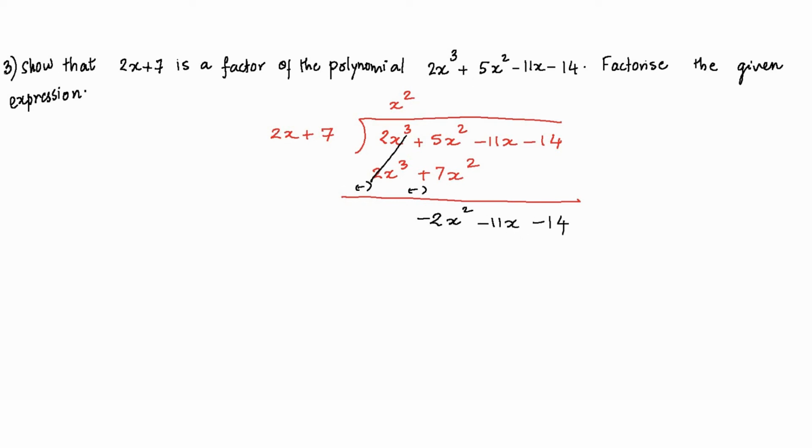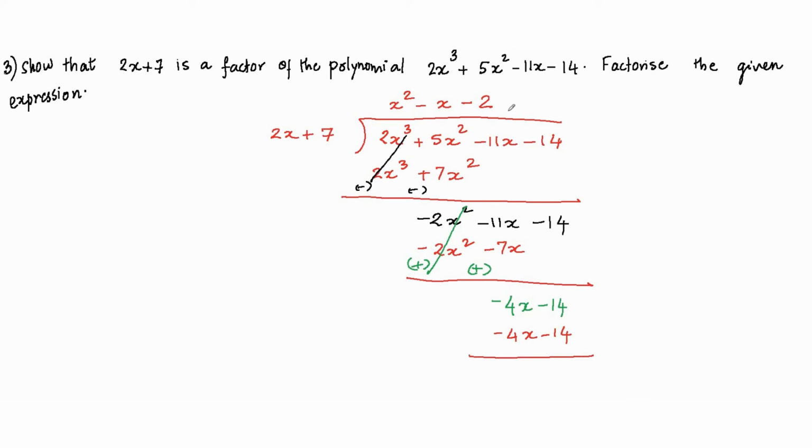Now 2x into minus x is minus 2x square and 7 into minus x is minus 7x. Again, I'm going to change the signs because I'm subtracting. So the minus 2x square term became plus 2x square and the minus 7x became plus 7x. So minus 11x plus 7x became minus 4x, minus 14. Now 2x into minus 2 became minus 4x and 7 into negative 2 became negative 14, right?